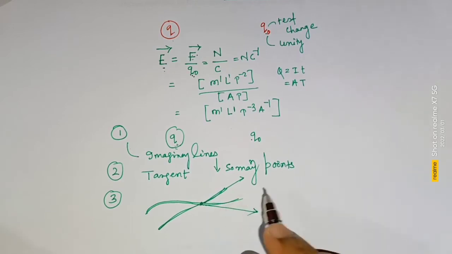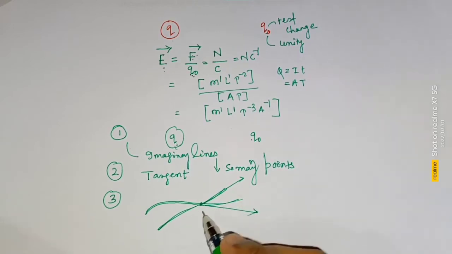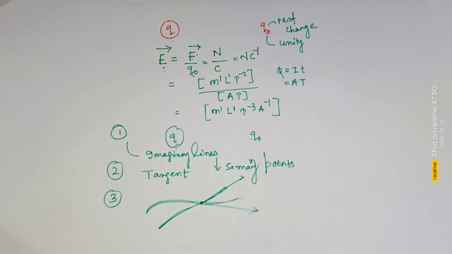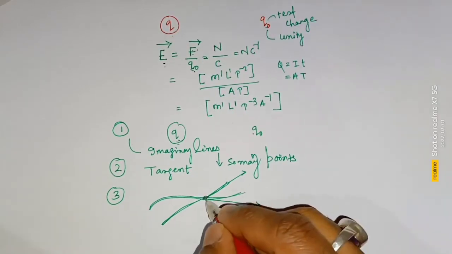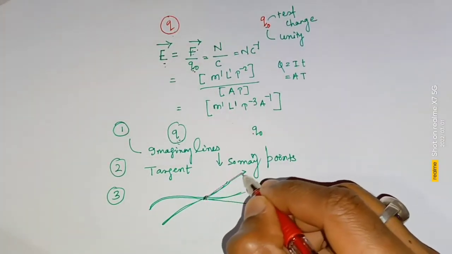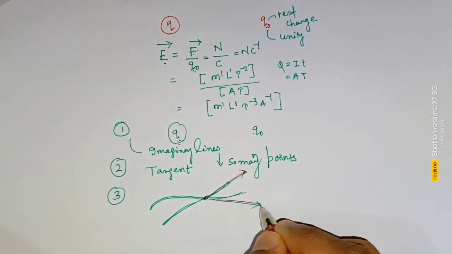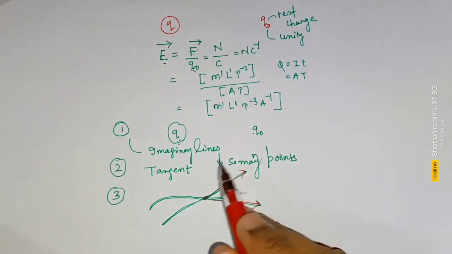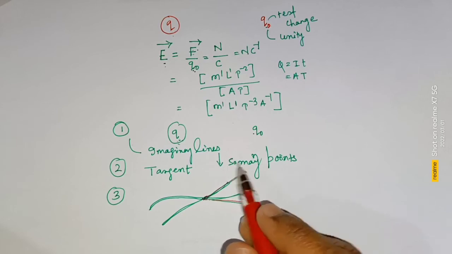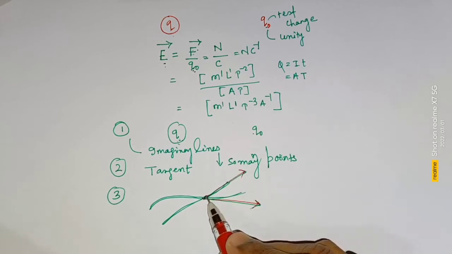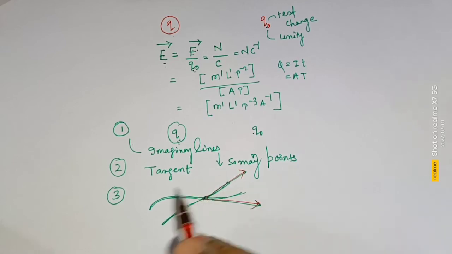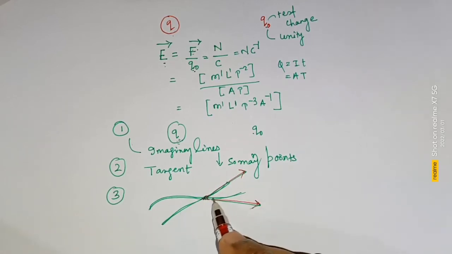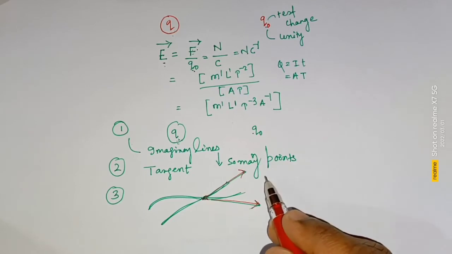The two field lines never intersect because at the point of intersection, two possible tangents can be drawn. Tangents are nothing but the direction of the electric field. So two directions at one point, which is practically not possible. That's why two field lines never ever intersect.